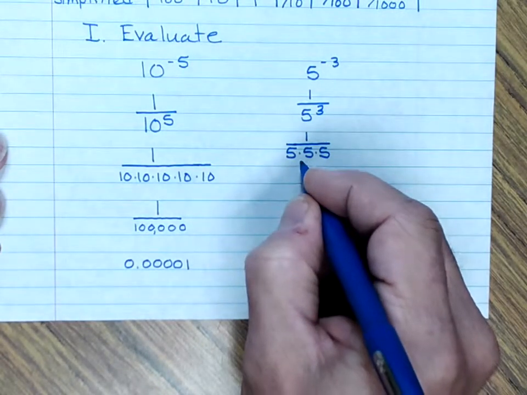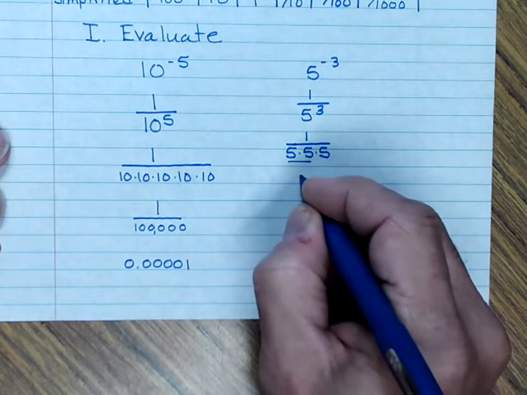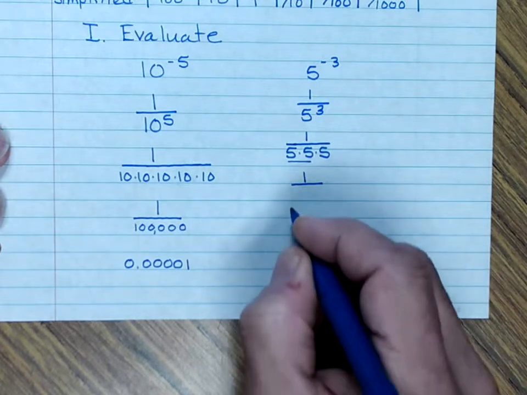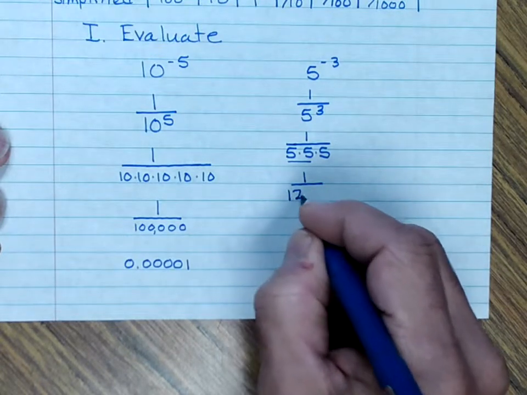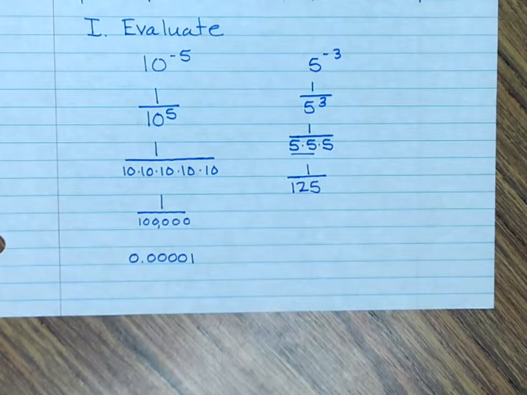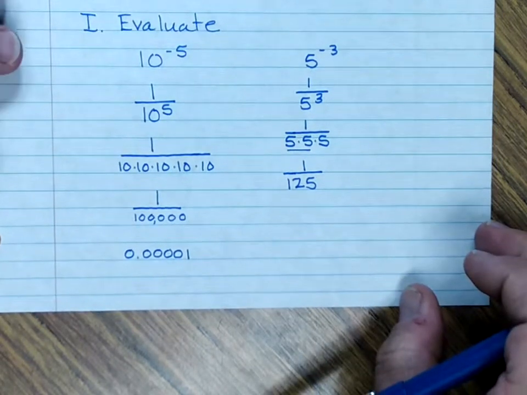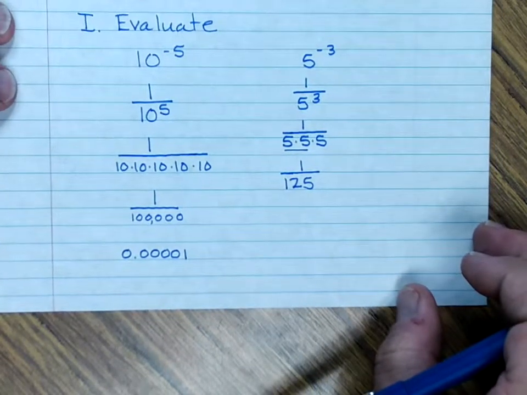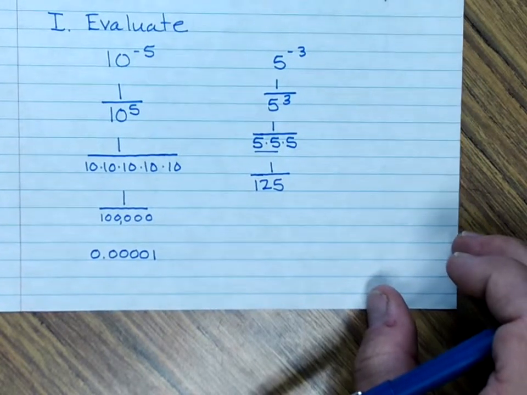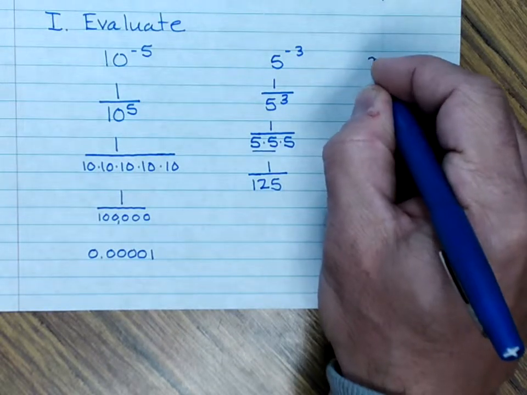Go ahead and multiply by pairs. 5 times 5 is 25. And 25 times 5 is 125. So that's 1 over 125. I'm going to try to keep these examples relatively easy, and just apply them to everything that we do.